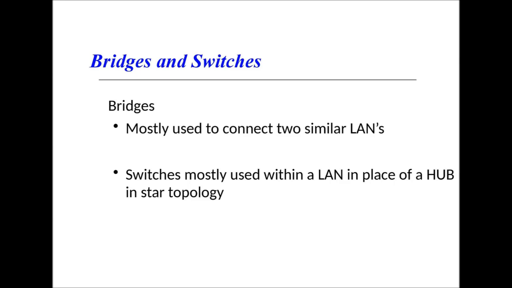Bridges and switches. Bridges are mostly used to connect similar local area networks. Switches are mostly used within a LAN in place of a hub in star topology. So nowadays switches are commonly used instead of hubs, because a hub is an unintelligent device and a switch is an intelligent device. A hub doesn't contain any kind of addresses and is a broadcasting device. Switch contains the MAC addresses, physical addresses, network interface card addresses. That's why switch is a unicasting device.